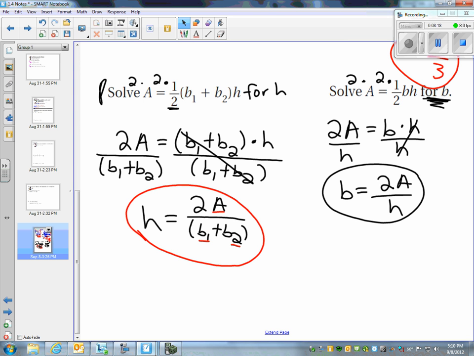That is the example problems from section 1.4. Mostly just moving stuff around. Very similar to what we did in 1.3, solving for equations, but here we're leaving the letters in. That's the only difference. So that's it.